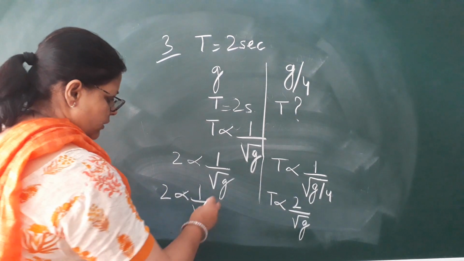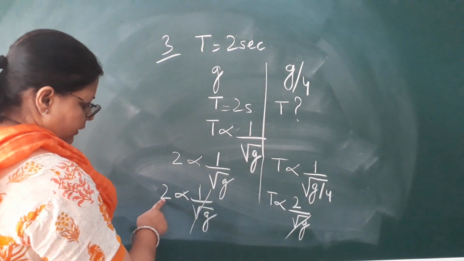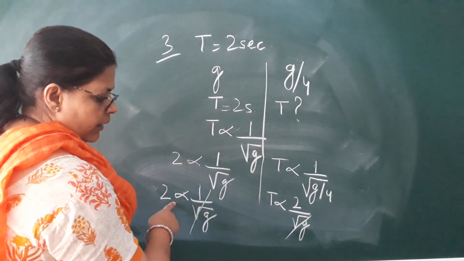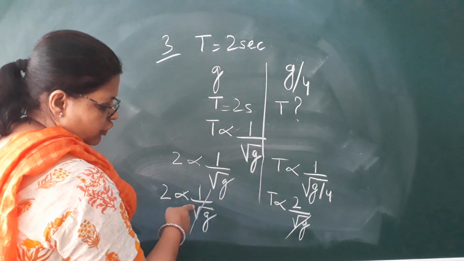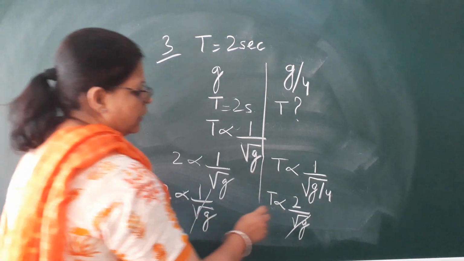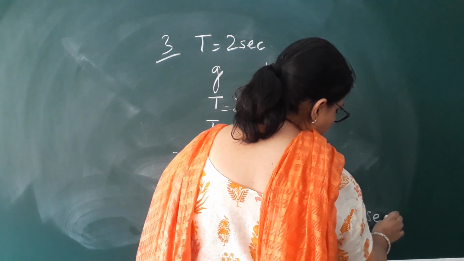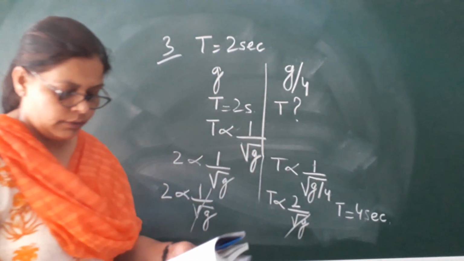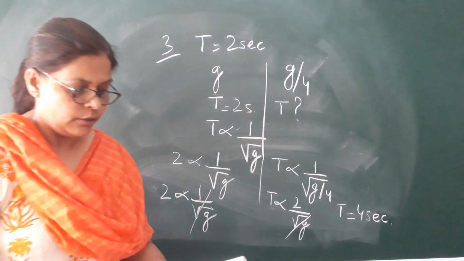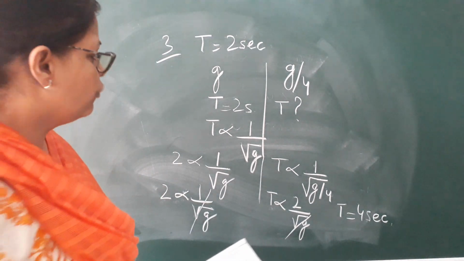What is common? You can see this is totally common. That gets cut. So, what do we get? Here you get 2 seconds, it is twice the initial. That is, now the time period will be twice the initial. So, this time the time period corresponds to 4 seconds. So, this is how you solve the third numerical. So, the new time period is 4 seconds. Now let's move on to the fourth numerical.